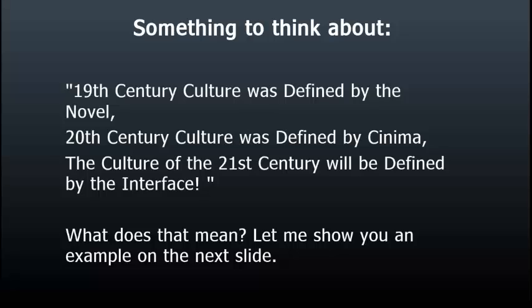Something to think about is the idea that in today's culture, there's so much data being documented. You go anywhere, you fill out a form that's put into a computer system, and this data about you or about hundreds of millions of things is being documented almost daily. And how is that data then going to be displayed in the future so that we can learn from the mistakes or learn from things that have happened in the past? A 21st century theorist tweeted that the 19th century was defined by the novel, the 20th century culture was defined by cinema, and the 21st century will be defined by the interface.